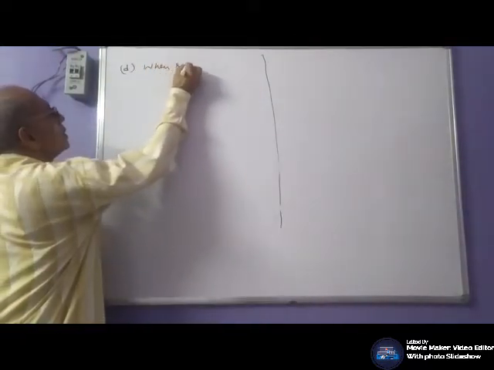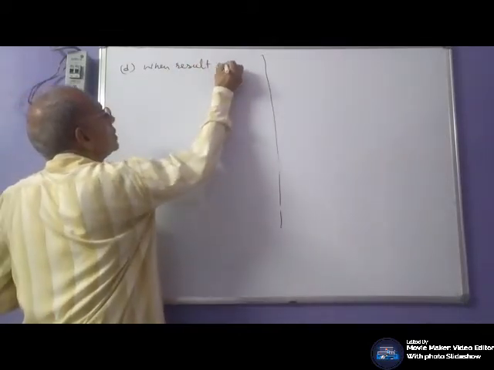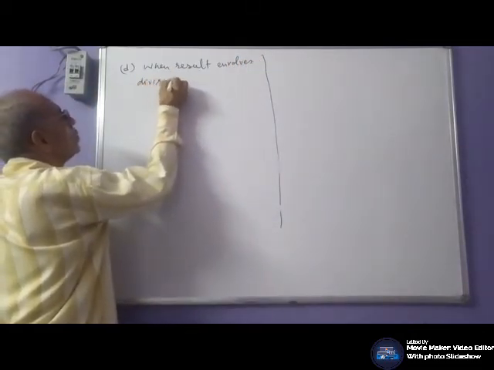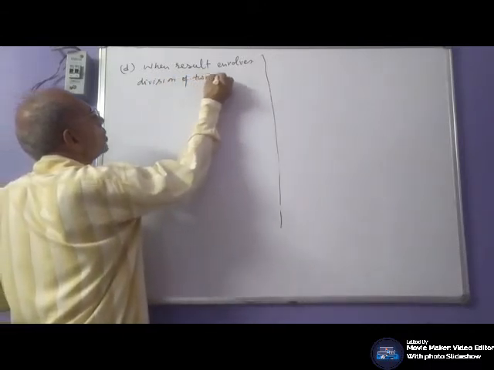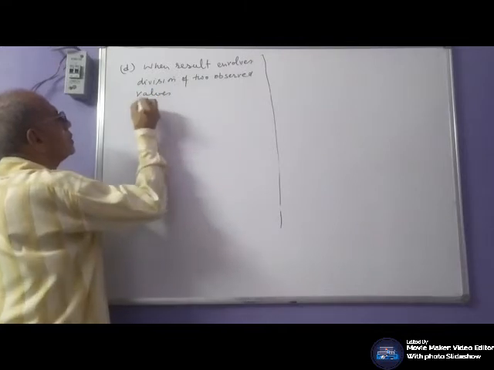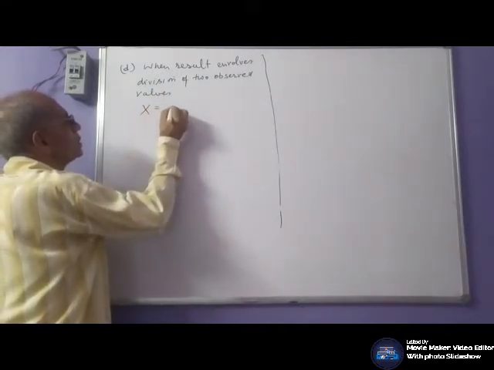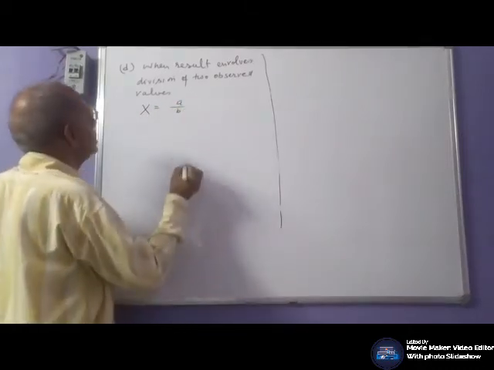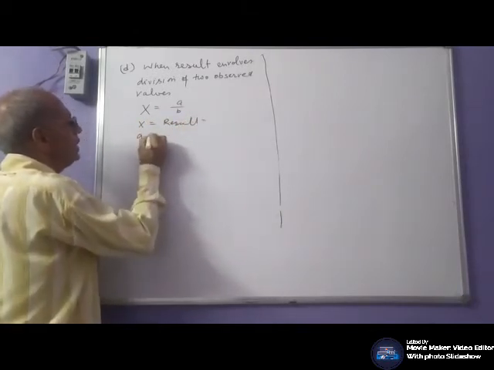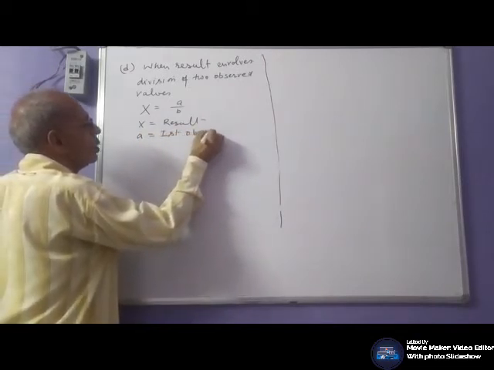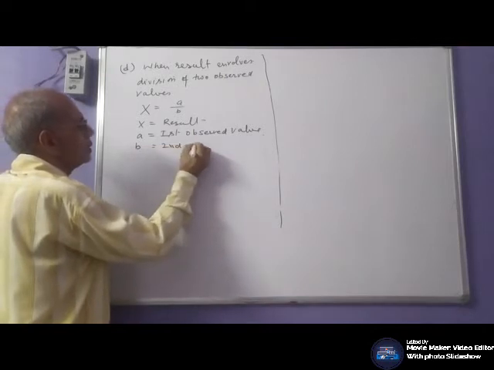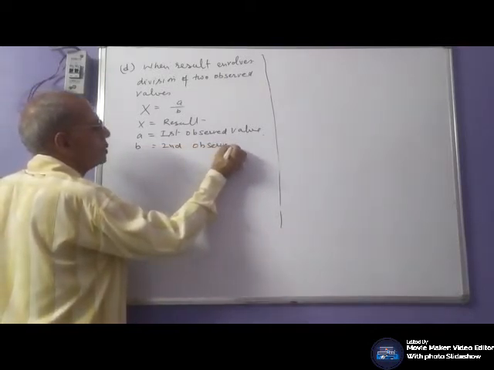When result involves division of two observed values, X equals A by B, where X is the result. What is A? First observed value. What is B? Second observed value.